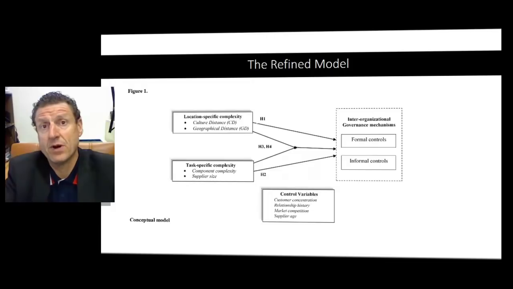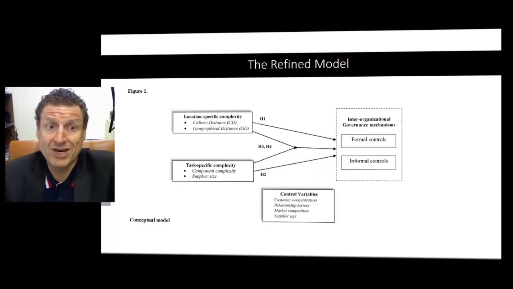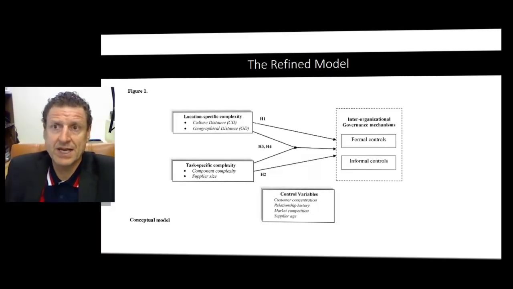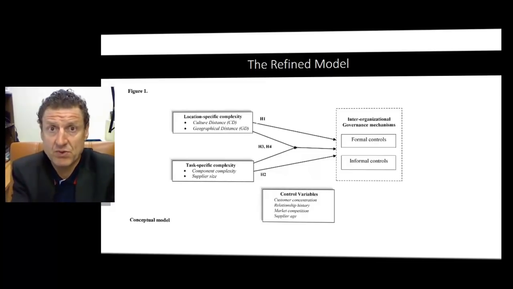We have gone from a distance construct as an independent variable, and now we're focused on location specific complexity and task specific complexity, and culture distance and geographical distance are proxies for location specific complexity. Of course, there are proxies for task specific complexity as well, which is following on from Hanley and Benton. So much more refined, much more specific.